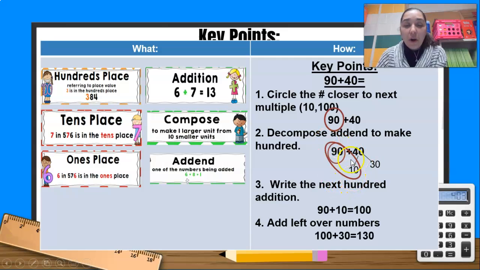Once you decompose the part, you have to do key point number 3. That is, you have to write the next 100 addition, which is 90 plus 10, and that equals 100. Then you add the numbers that are left over. 100 is a leftover, and 30 is a leftover. So we write 100 plus 30 equals 130. You already know these key points because we've been using them since the beginning of the school year.